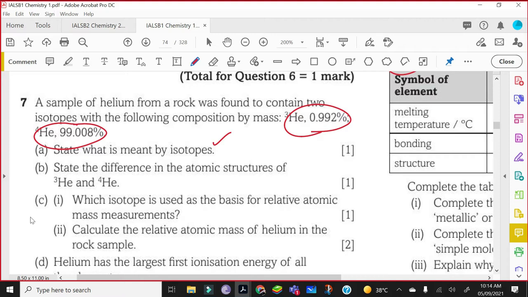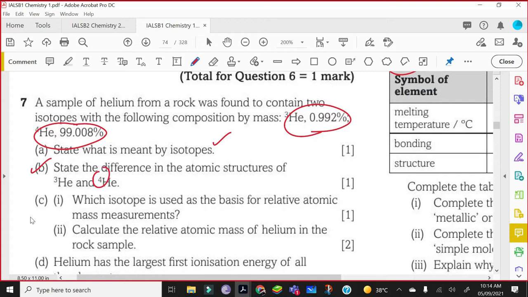State what is the difference in the atomic structure of helium-3 and helium-4. What is the difference between these two? Helium-3 and helium-4. So mass number. Mass number is different, absolutely. And mass number is different because of what? The number of neutrons. Number of neutrons, absolutely right. So the number of neutrons are different in them, that's why the mass numbers are different.